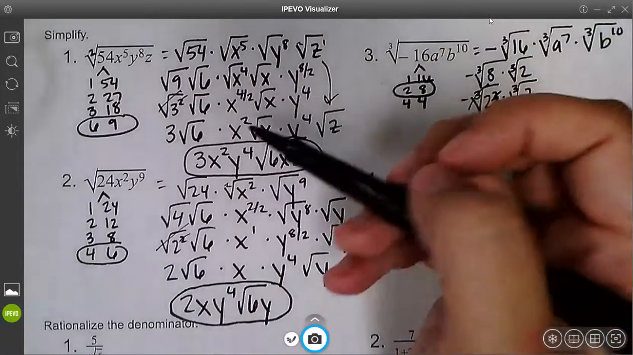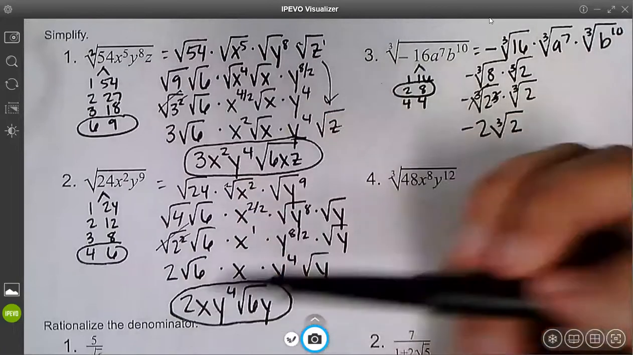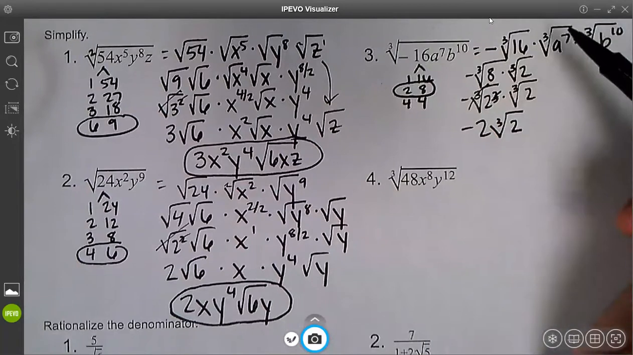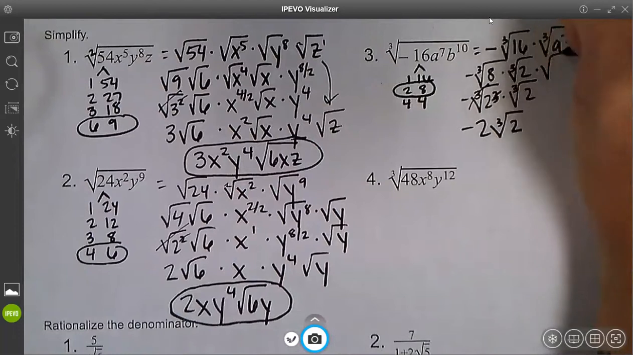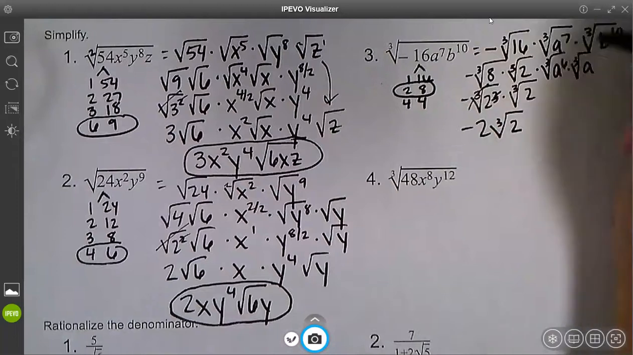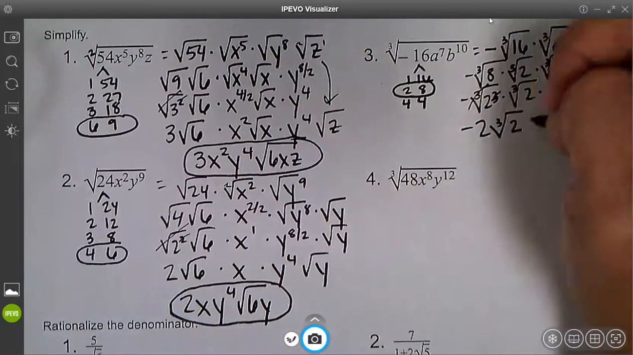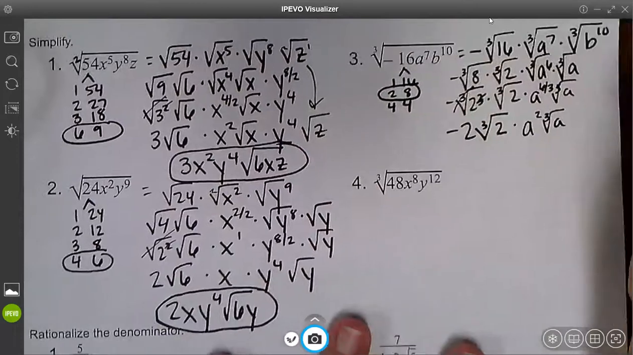Now, with the square root, we took our exponents and we divided them by 2 because that was our understood index. So now our exponent needs to be divisible by 3. 7 is not divisible by 3, but 6 is. So I'm going to take 1 away. I have a to the 6th, the cube root of a. Take my power over my root. So I have a squared cube root of a.